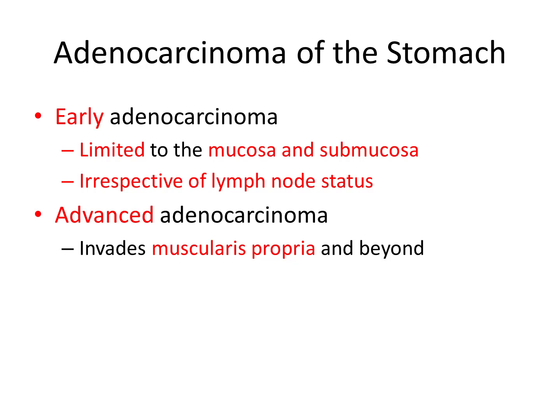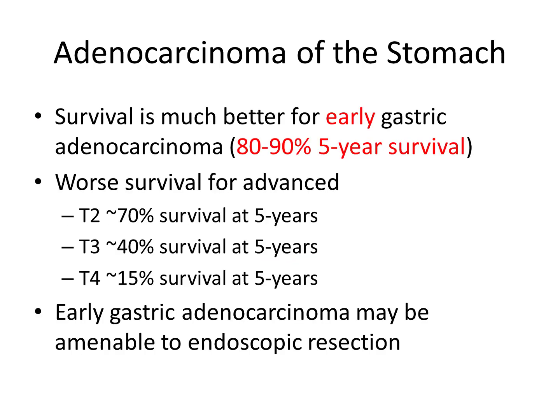On the other hand, advanced gastric carcinoma refers to tumors that invade the muscularis propria and beyond. The take-home point here is that the extent of invasion is much more important than the lymph node status. Survival is much better for early gastric cancer, with an overall 5-year survival in the range of 80 to 90%. Survival is reduced with advanced gastric cancer.